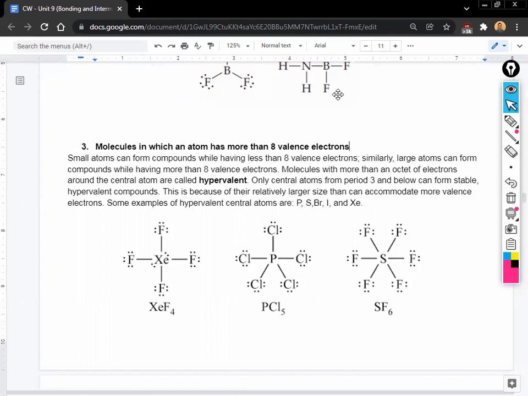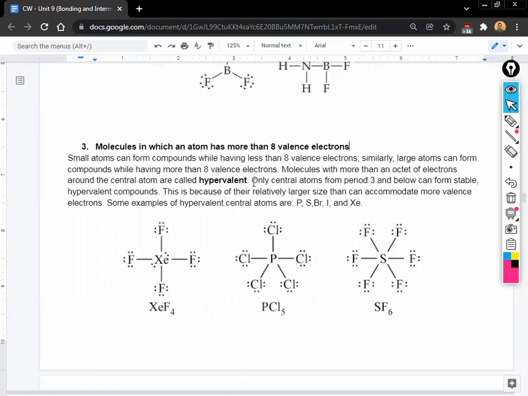Now, when we have molecules like this, we call the central atom hypervalent because it can hold a bunch of covalent bonds, right? I'm not sure if that's the real reason why it's called hypervalent, but that's kind of how it makes sense to me. There's a lot of covalent bonds there. It could hold more than 8.